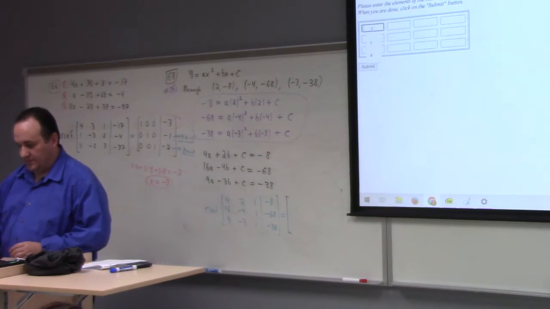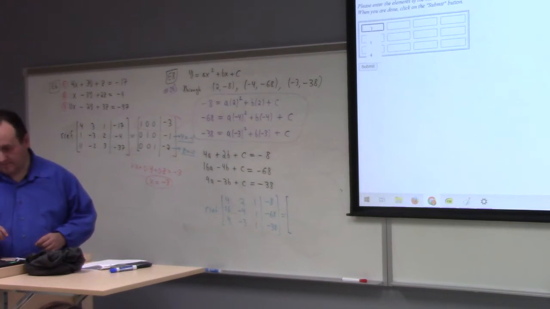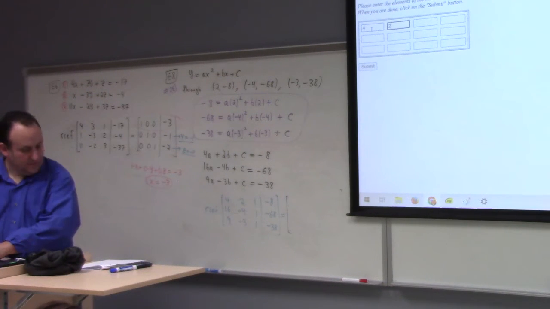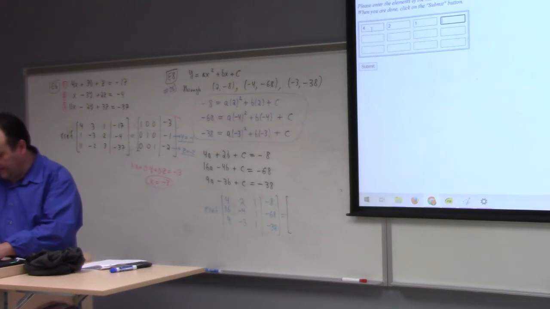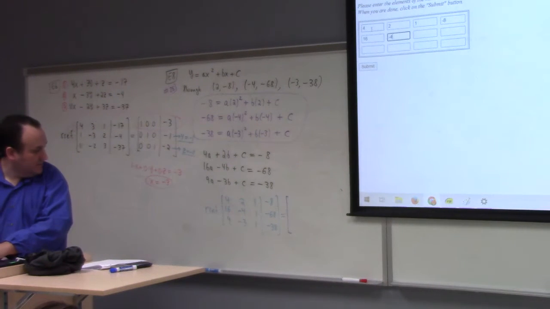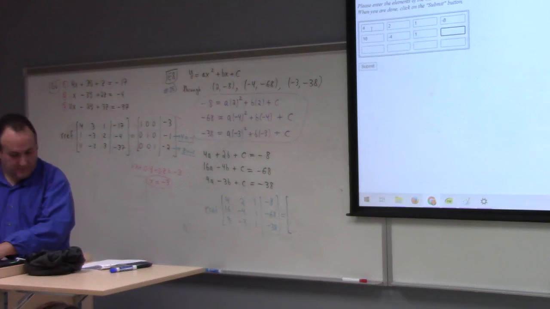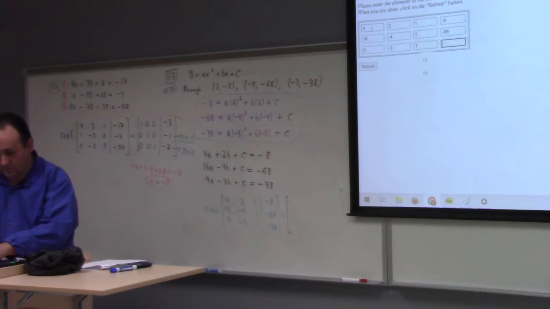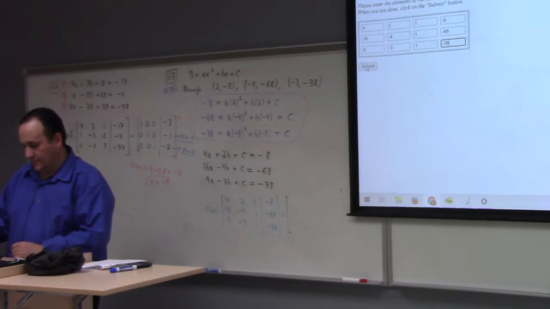Let's see here. So we put that into the handy dandy website here. What we got? 4, 2, 1, minus 8, 16, minus 4, 1, minus 68, 9, minus 3, 1, minus 38. All right.